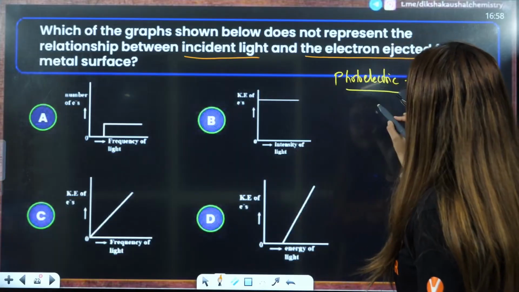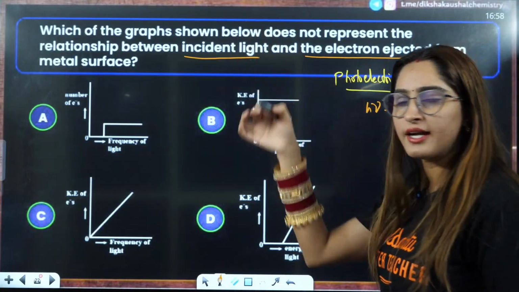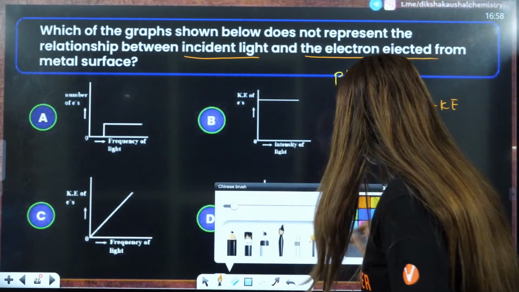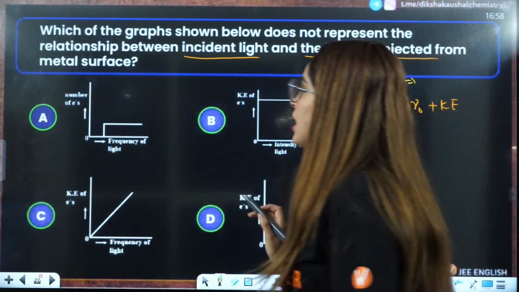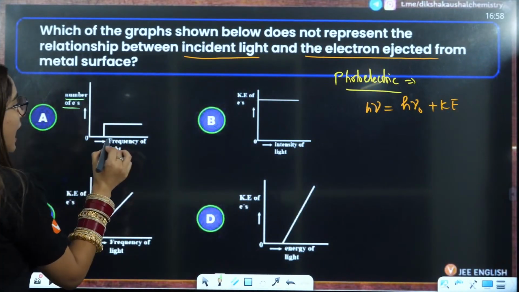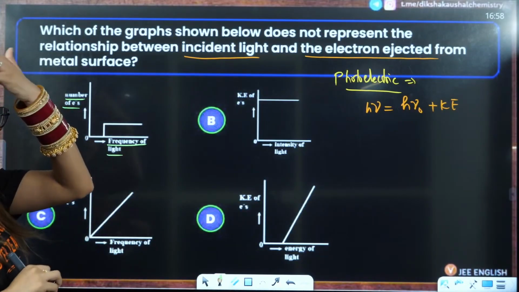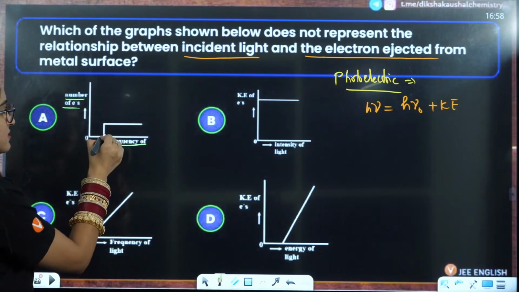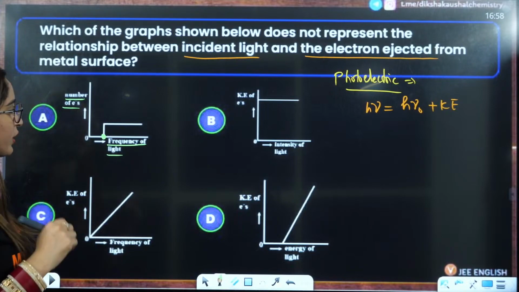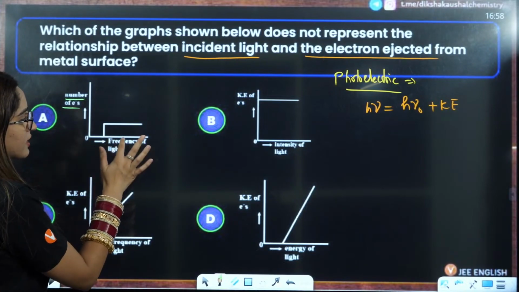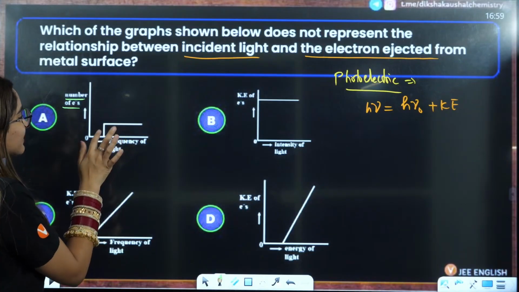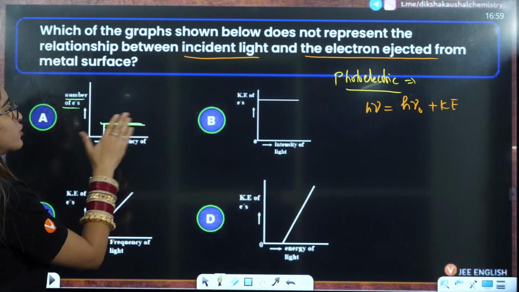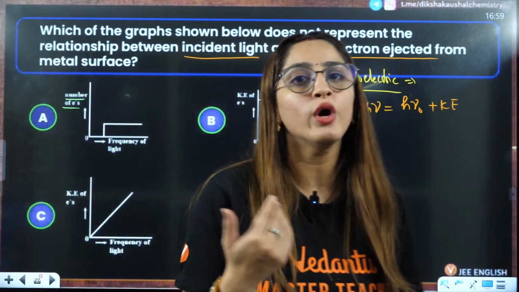Very good. Now photoelectric effect means you will have h mu, that is the incident light, equals h mu naught plus kinetic energy. Now, if you see the first graph here, it is the number of electrons versus frequency of light. Let's say frequency is increasing. There will be a threshold frequency, right? At that point, number of electrons will increase. At one point, it will become constant, no matter how much frequency you increase.